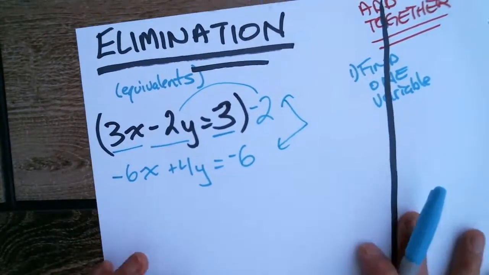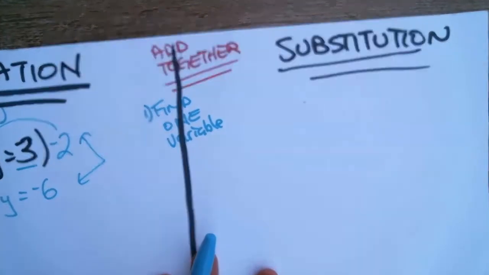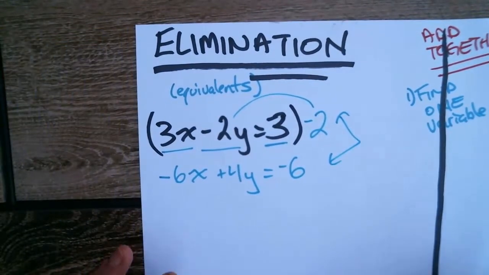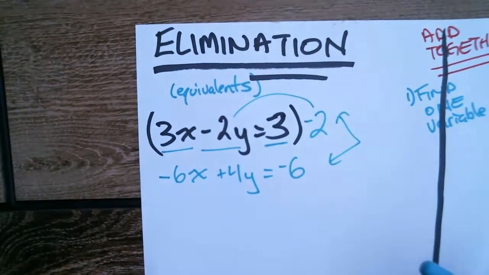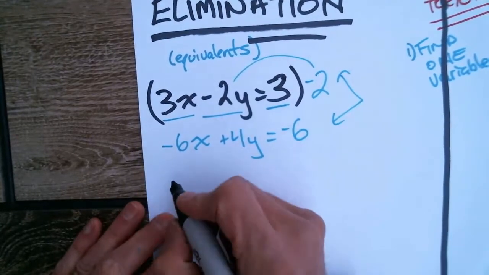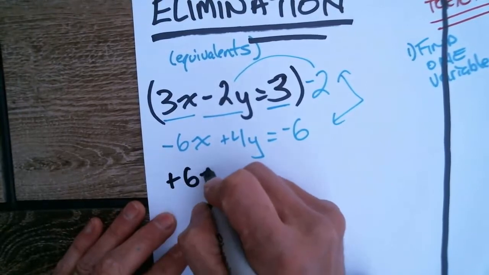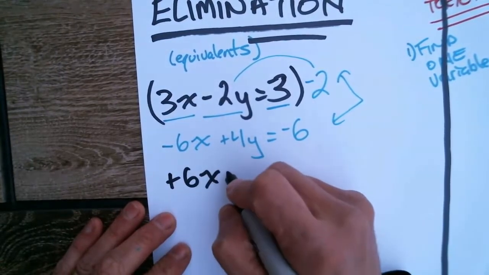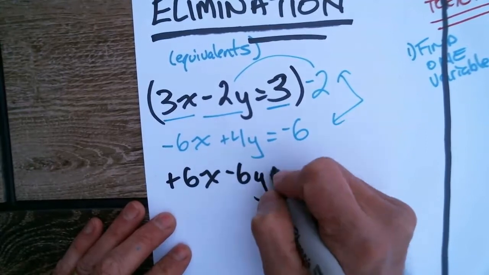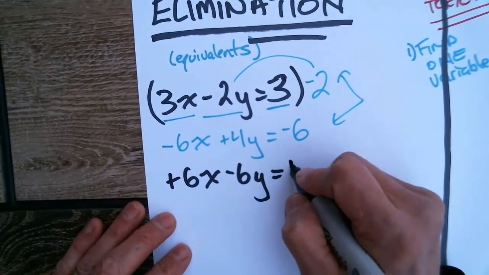Okay? In both of these things, elimination and substitution, we're going to be using equivalent equations in order to allow us to either eliminate one of the variables or to substitute in. Let's just keep working on this one. Elimination. So let's take, I have positive 6x minus 6y equals positive 10.